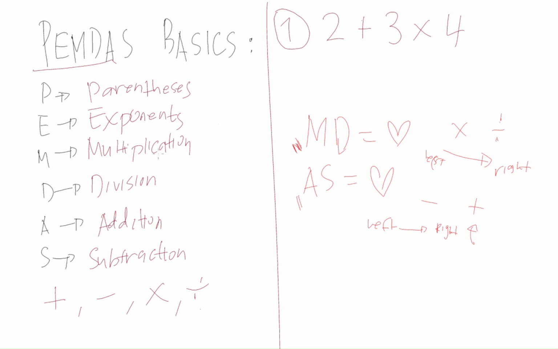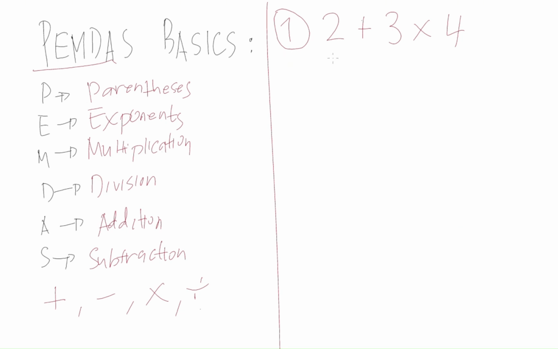So let's answer this question: 2 plus 3 times 4. If you don't know the operations, you would probably go first with 2 plus 3, right? 2 plus 3, that's 5. And then you're going to multiply that with 4 and you'll get 20. Well, this is actually the wrong answer because you didn't follow the PEMDAS basics.